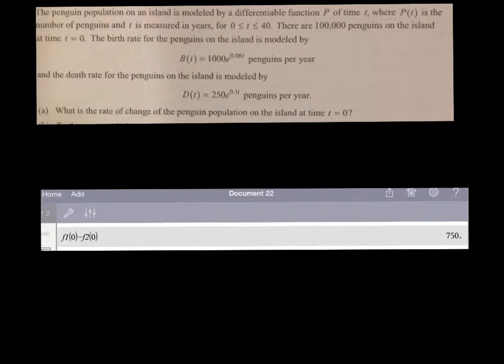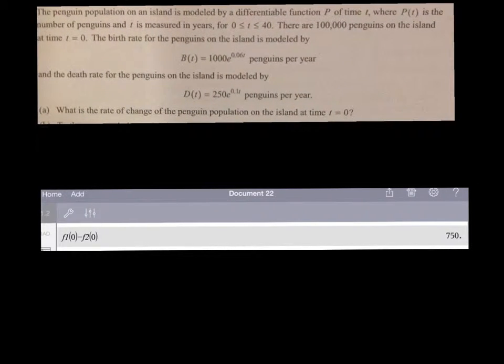Okay, here we go. This is a calculator problem and it's an accumulation problem. So we're talking about penguins here and we're given two rates of change. The first rate of change is the births per year, and the second rate of change is the deaths per year. We're given a closed interval from 0 to 40, and we're given one point: initially at time 0 there were 100,000 penguins.